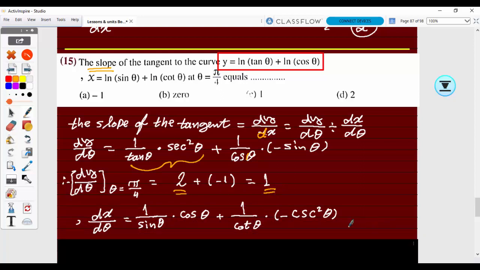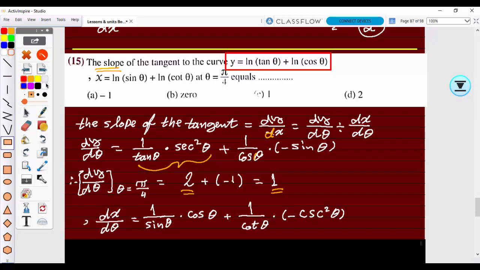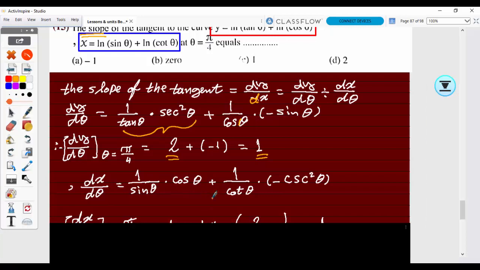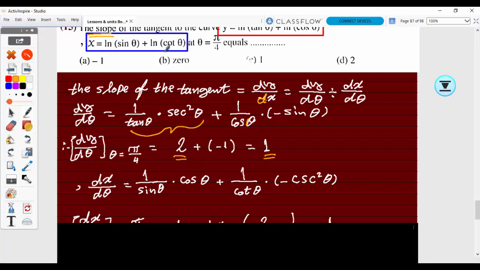And we repeat differentiation with respect to x here. The derivative of ln sin θ is 1 over sin θ dot the derivative of sin θ itself, so it will be cos θ, plus the derivative of ln cot θ. It is 1 over cot θ multiplied by its derivative. The derivative of cot is negative cosec² θ.